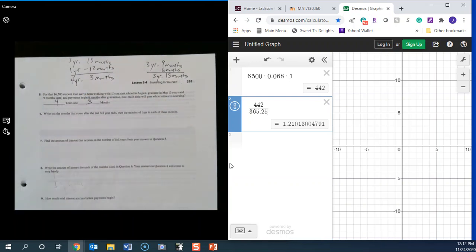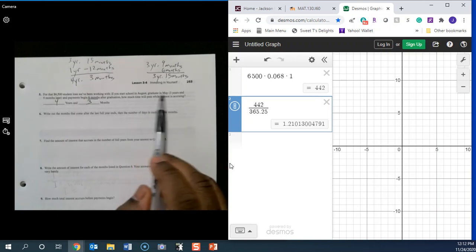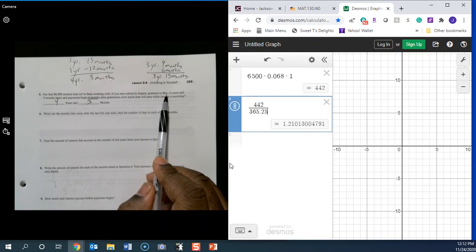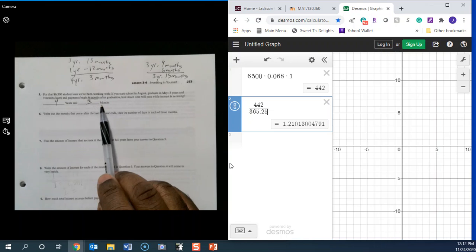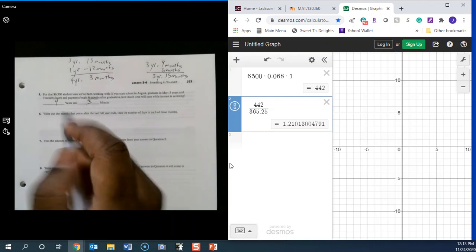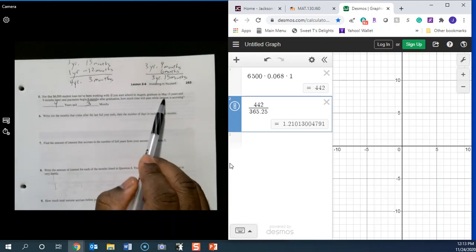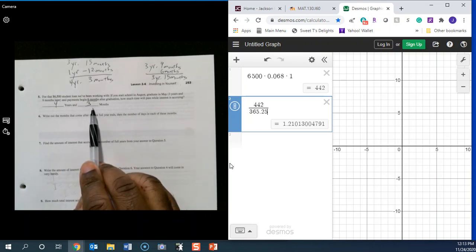Okay, number 6. Write out the months that come after the last full year ends, then the number of days in each of those months. Okay, so if you look here, you graduated in May. All right. So what happens is this here. Okay, it's 4 years from when you graduated. So 4 years from May would still be May. 3 months after that would be June, July, August.